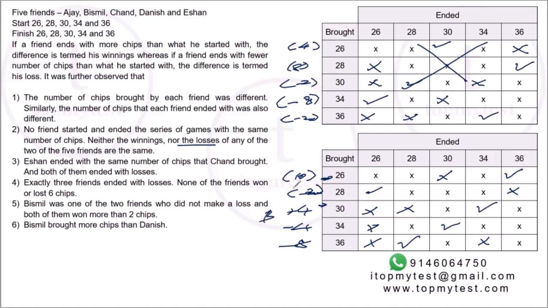Danish will be one of these 2. It does not say that Danish is one of those 2 friends. Right? So Danish might be the person who brought 28 or 26. Okay. What else is known?